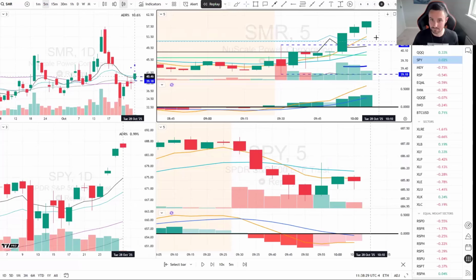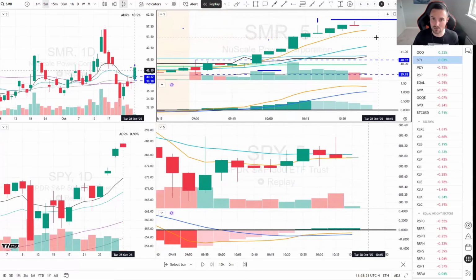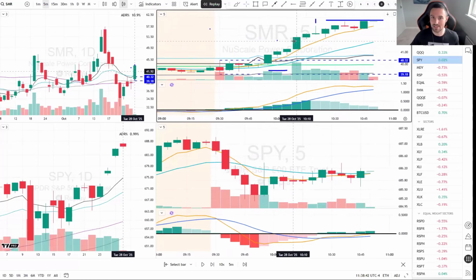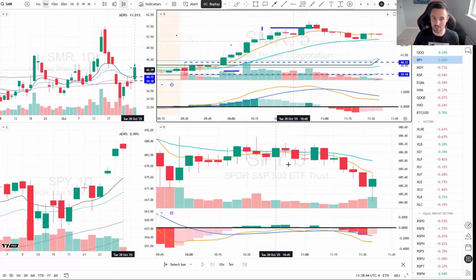Now, if we just play this forward, see how the SPY then just stops going down. It just eases off a little bit. And the moment the SPY eases off, which is at 9:55 a.m. New York time, Eastern time today, that's when SMR makes its move. That's when it goes. It just needed the SPY to relent for a little bit.